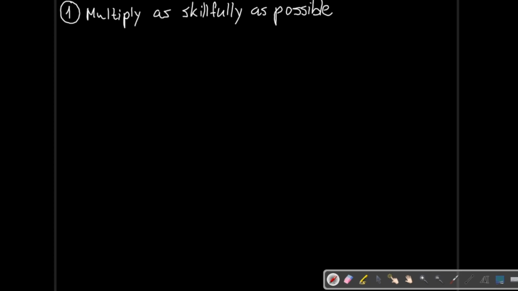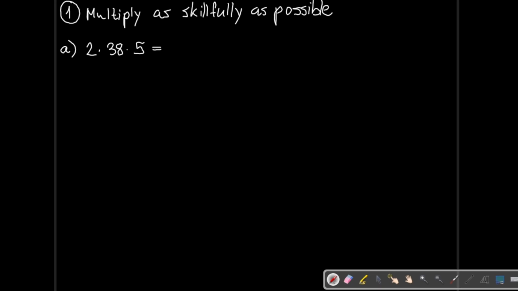Okay, let's take a look at the first problem here. We have 2 times 38 times 5, and we need to calculate that as skillfully as possible. Now, what does this problem mean by skillfully? Skillfully means as fast as possible in my eyes. So we want to solve this as fast as we can, or maybe in the easiest way.